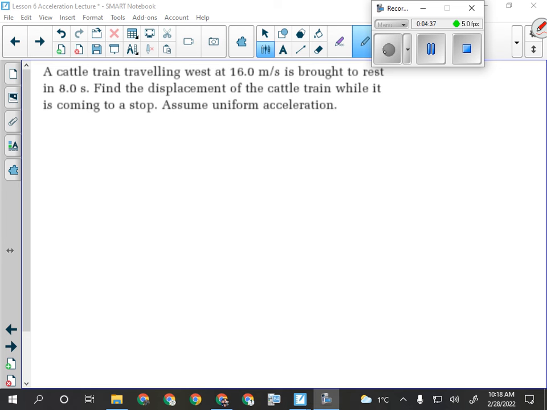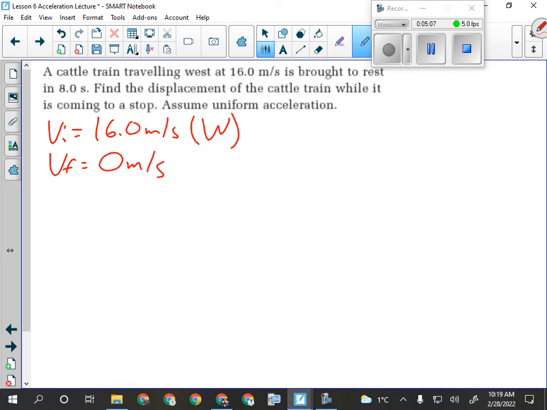So for this question, we have a cattle train traveling west at 16 meters per second. What did they give me? That's my initial velocity, VI: 16.0 meters per second west. And it's brought to rest. What did they give me there? Final velocity. And what is it? 0. In 8 seconds. Find the displacement of the cattle train. So they want me to find D.